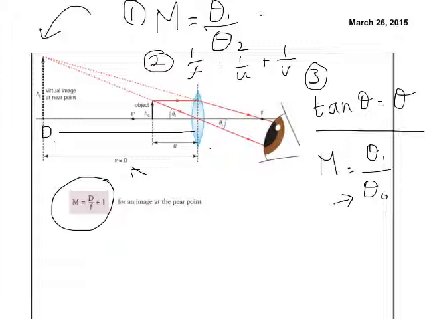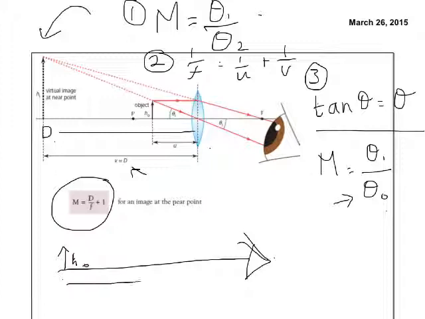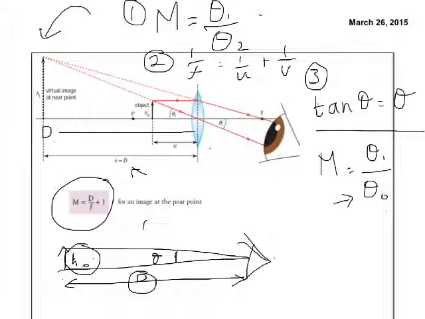Imagine if you did not have that lens at all, and it was just your eye looking. If you put the object, height H0, at the near point, a distance D, then you would have your angle. That would be the angle subtended by the object, and that angle would be equal to H0 over D. So the angle of the object is equal to H0 over D.